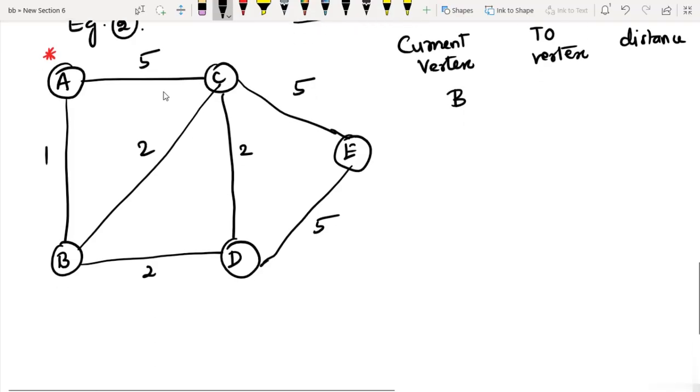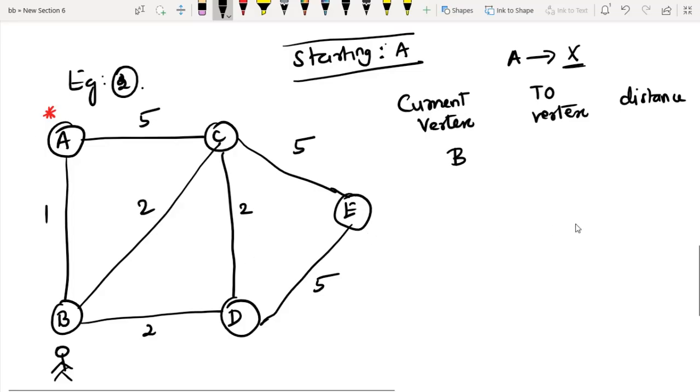So I am at B now, so I have to calculate the distance from A to any other nodes. First of all, let me take the to-vertex also to be B, because now I have to write the distance from A to B. A to B distance is what? 1. That is the shortest distance. Then I'll say to-vertices C, D and E. I'll write all the possible vertices in the graph, guys: B, C, D and E, because initially I have to write everything.